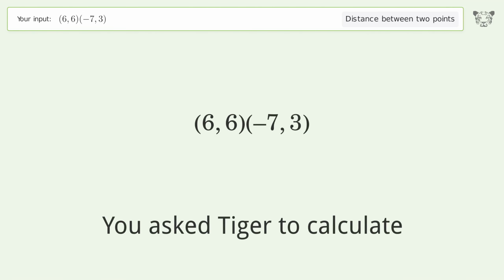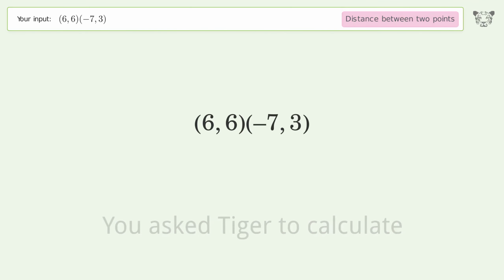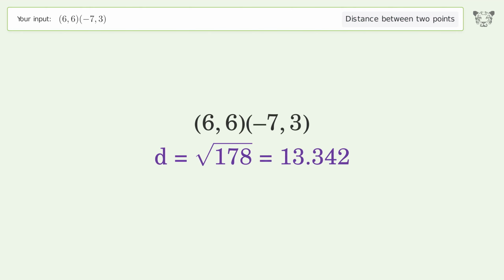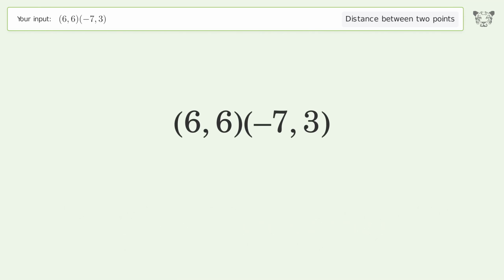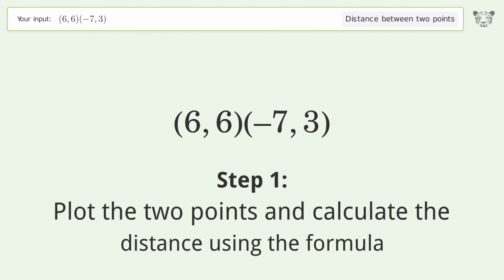You ask Tiger to calculate. This deals with the distance between 2 points. The distance between the 2 points is the square root of 178, or 13.342. Let's solve it step by step. Plot the 2 points and calculate the distance using the formula.